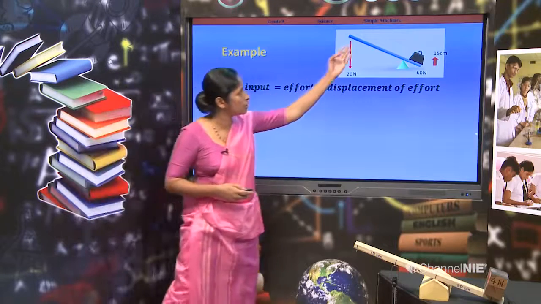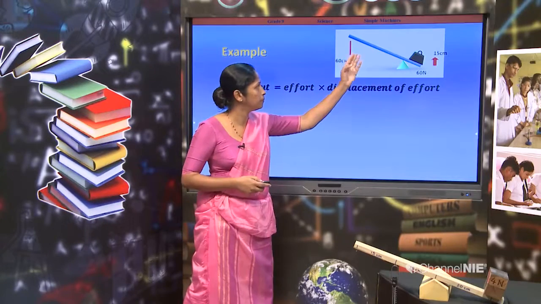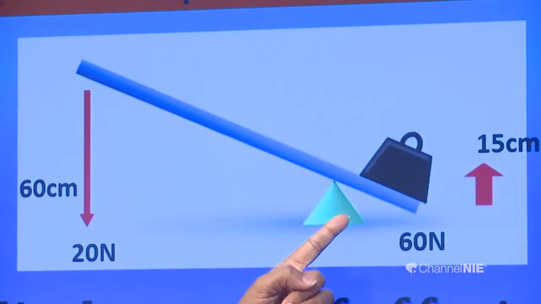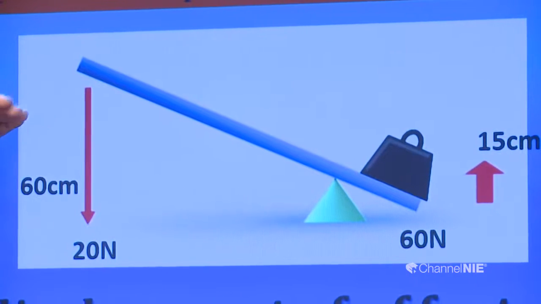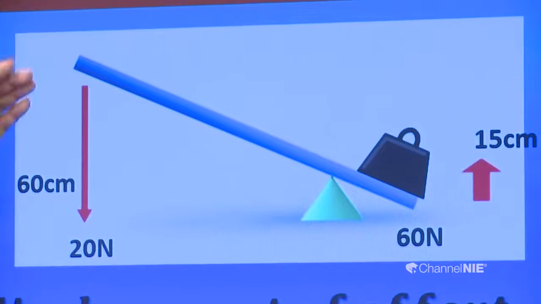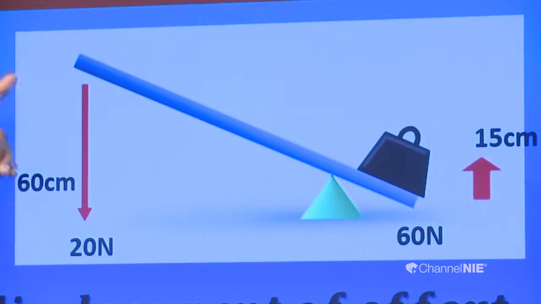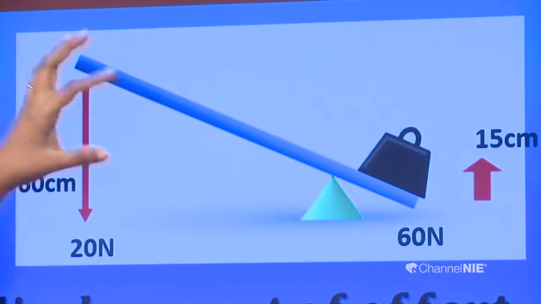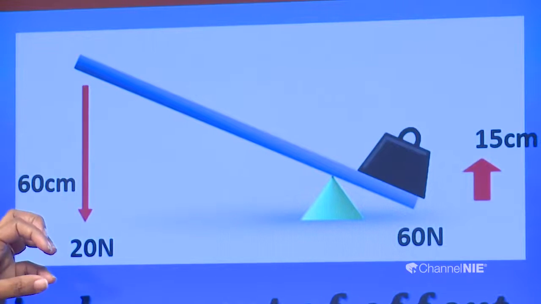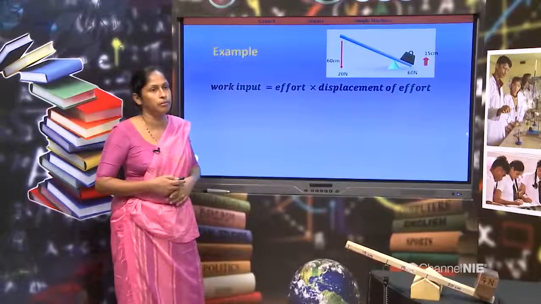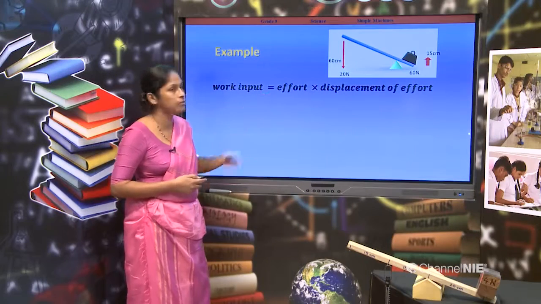First of all, let us look at this figure. Here you can see a first order lever and the force is exerted on the first order lever and force moved to a distance of 60 centimeter, and that is the work done. This is the force that is exerted on the machine and the distance moved. So, by these two values we can calculate work input.